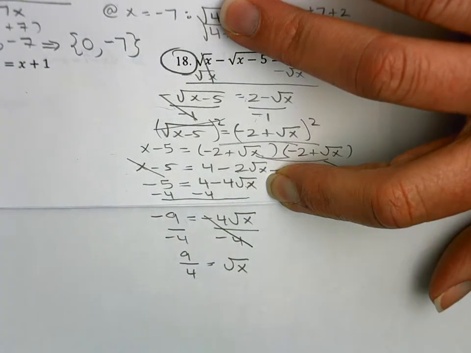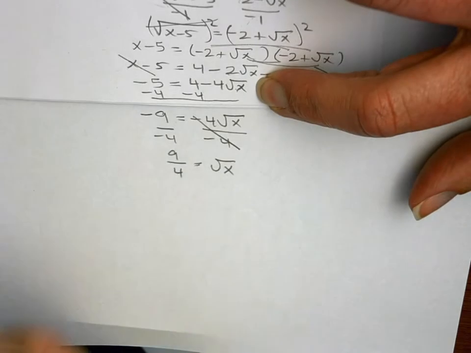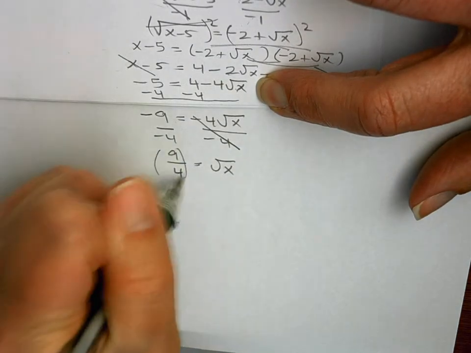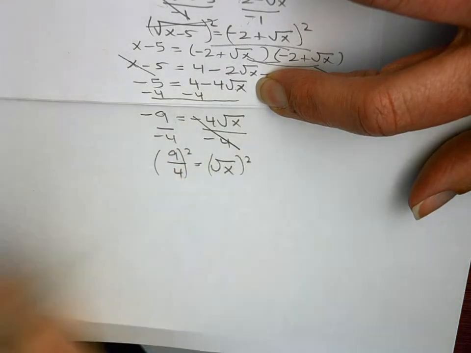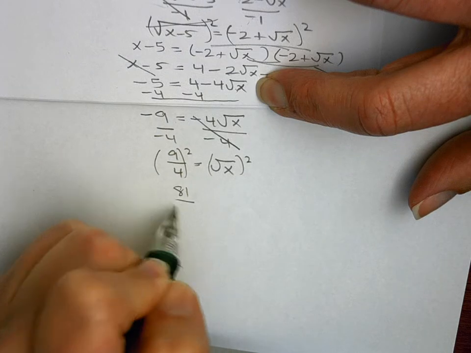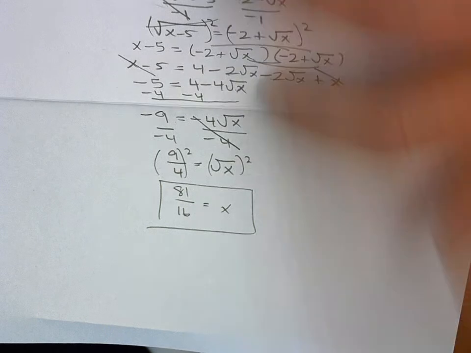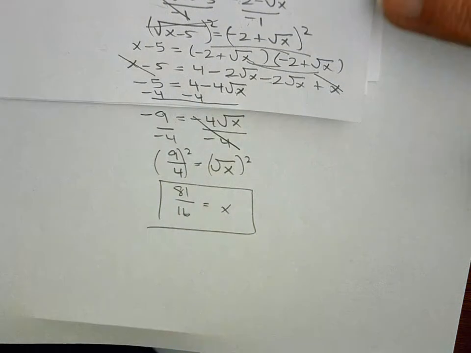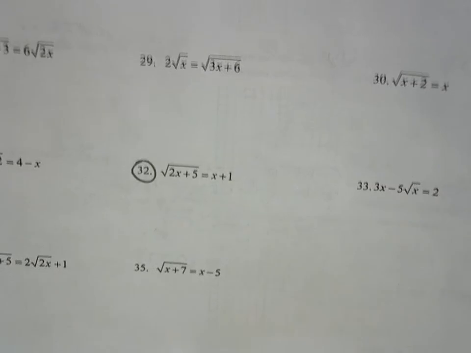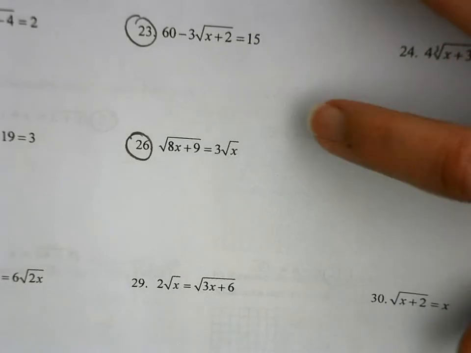And then I want to square both sides. And so I'm going to go ahead and square. So that would give me 81 over 16, and then that's equal to x. And that's it for that one. And let's take a look at one from the back side here. So we're going to take a look at number 26 and 32.